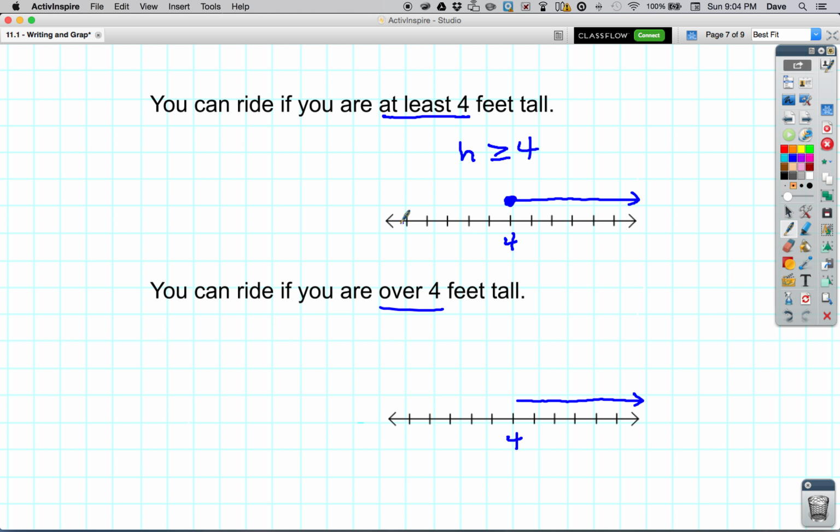All right, but then we get this part. You must be over 4 feet tall. So can that exact 4-foot person ride? No. So the way to differentiate between this situation and this one is here we use an open dot. That way we can tell the difference between whether we're including 4 itself as one of our answers or not including 4, and we're starting at, this would be like 4.000000001. Just past 4.